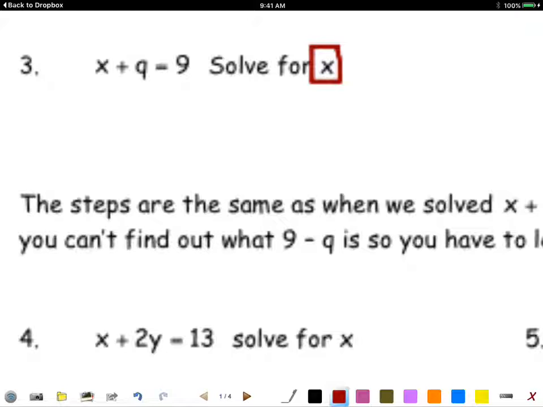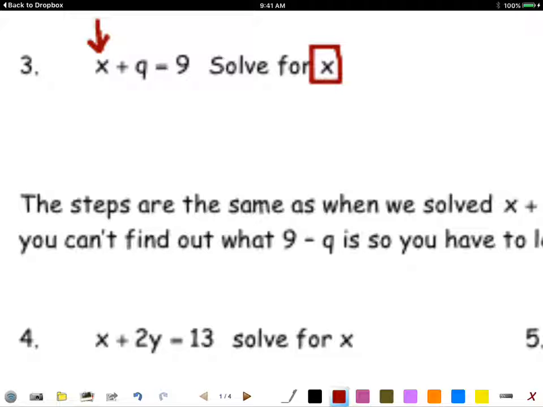So the way I want you to do this, I want you to put an arrow over the x like this. That is going to help remind you to not mess with that x at all. Like, it needs to stay there. Okay, so what is happening to that x? Well, q is being added to that x, right? How do you suppose we could get rid of a plus q? Subtract q, right? Just like we subtracted 3 a minute ago.